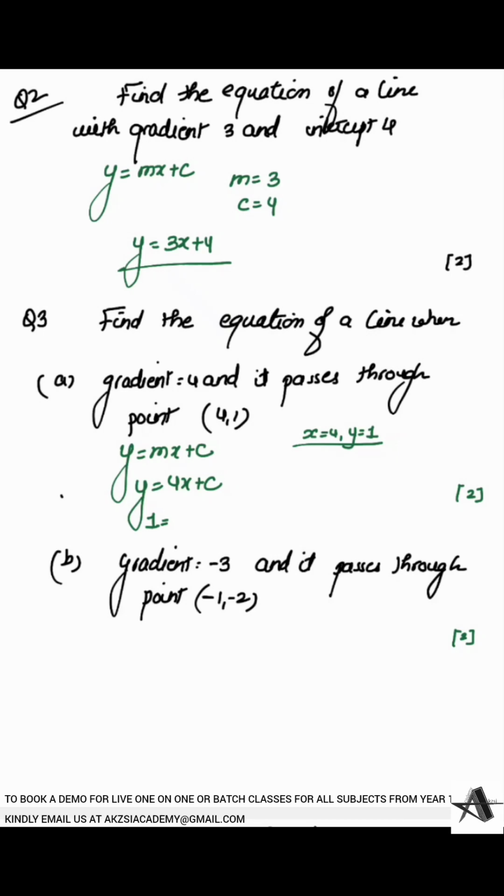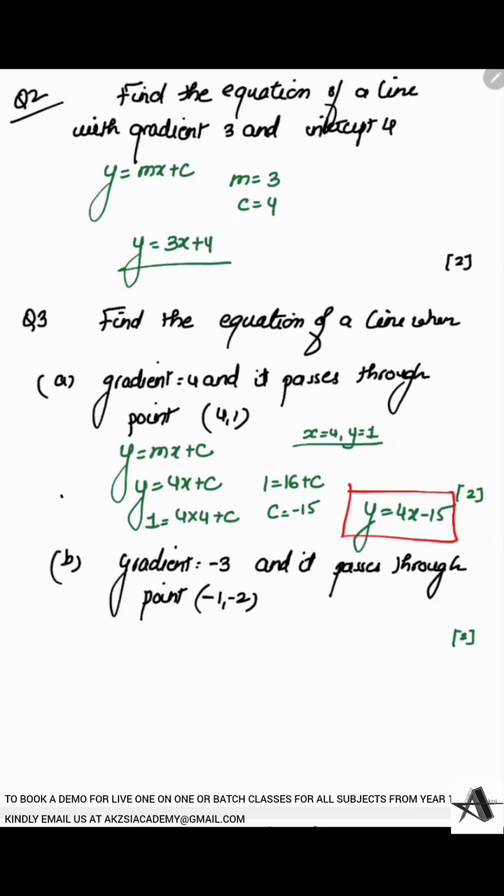y is 1, x is 4, plus c. So 1 = 16 + c and c is negative 15. I have calculated c. Gradient is already mentioned. Now just substitute finally. So y = 4x - 15. This is my required equation of the straight line.